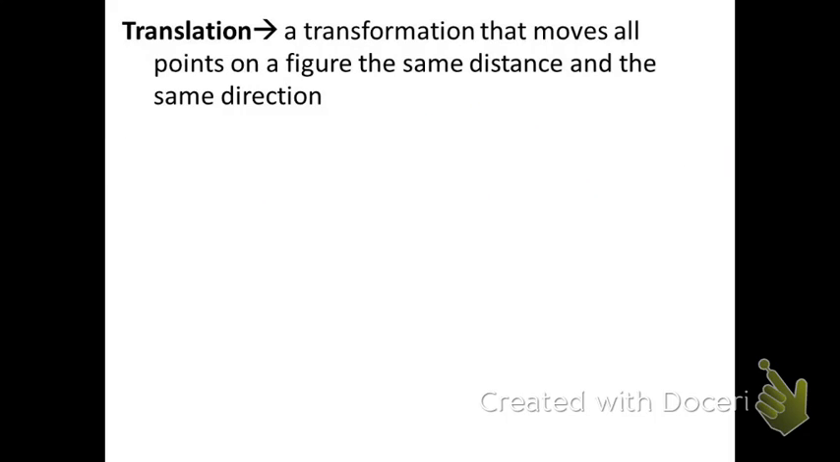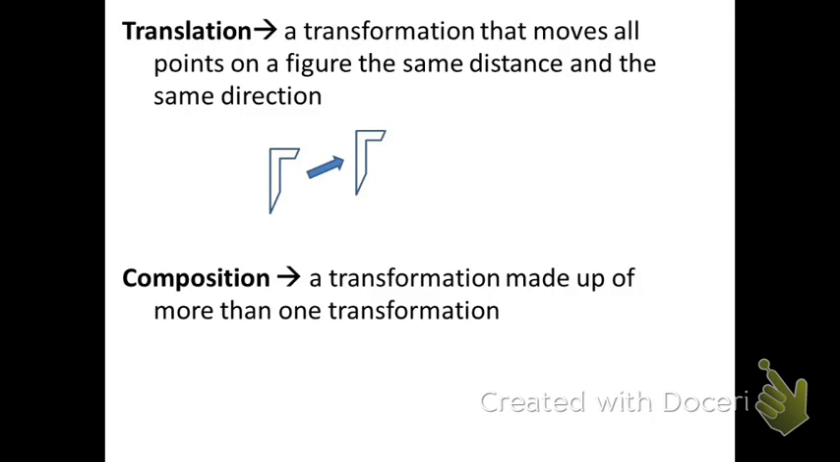A translation is a transformation that moves all points on a figure the same distance and the same direction. So I have a shape here. It now becomes that new shape, and we can see that it moves over and up. So that is one kind of translation. A composition is a transformation made up of more than one transformation. So today we're actually going to do a translation followed by a reflection. So that's the composition that we will be doing.